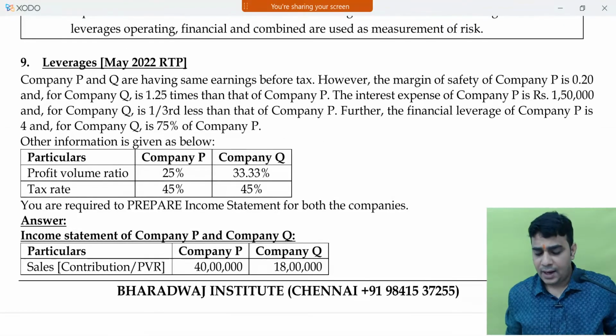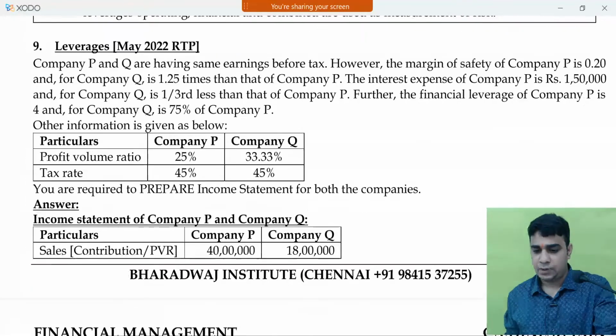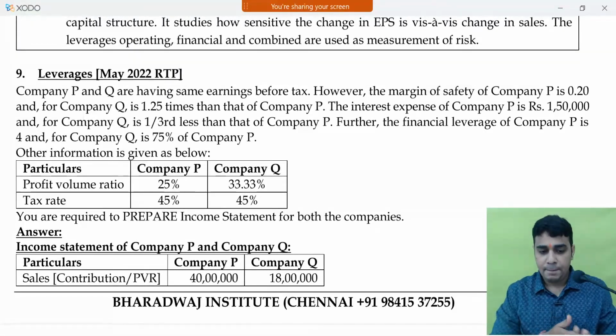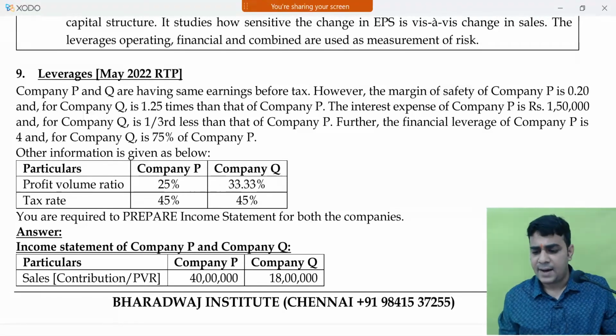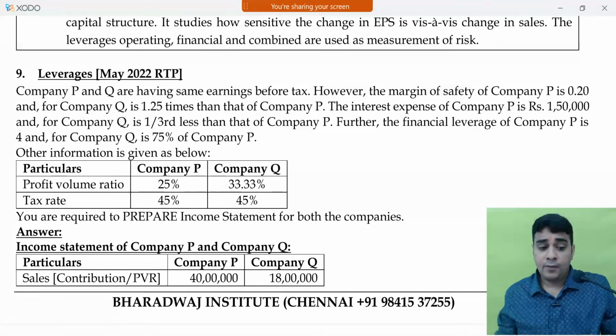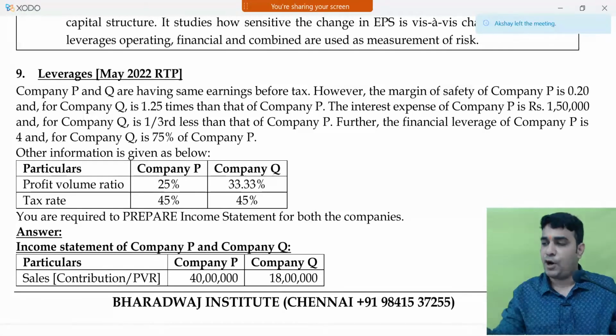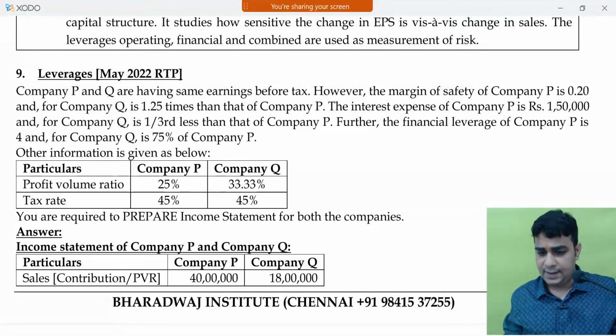Okay, I'll discuss this question and start solving it also. There is one tricky part which you'll face when you start solving it. Company P and Q are having the same earnings before tax. Margin of safety of company P is 0.20. Margin of safety is something you go back to from your marginal costing. For company Q, it's 1.25 times that of company P. Interest expense is 1,50,000. Company Q is 1/3 less.